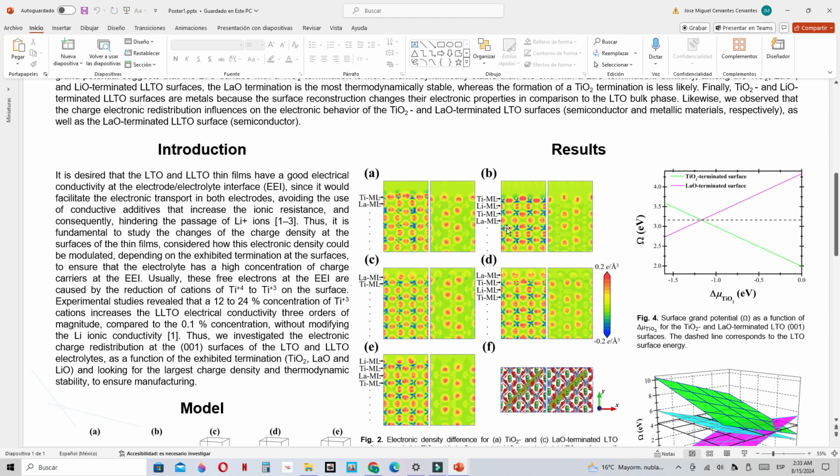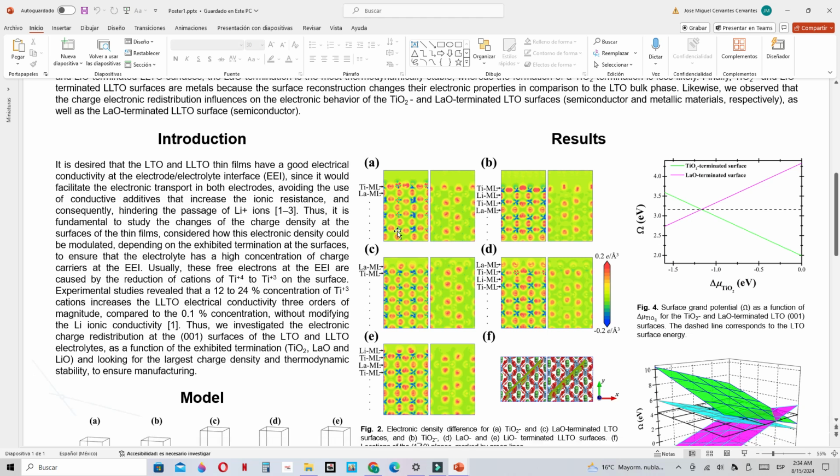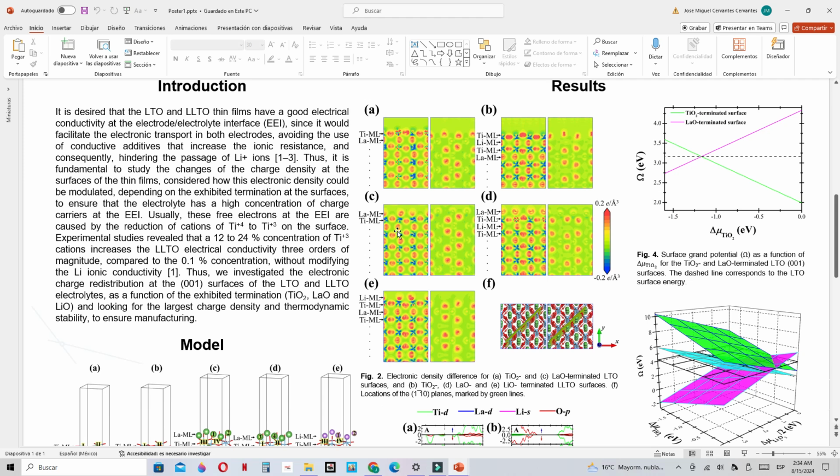Thus, it is fundamental to study the change of the charge density at the surfaces of the thin films. Consider how this electronic density could be modulated depending on the exposed termination at the surfaces to ensure that the electrolyte has a high concentration of charge carriers at the electrode-electrolyte interface. Usually, these free electrons at the electrode-electrolyte interface are caused by the reduction of the cations of titanium plus 4 to titanium plus 3 on the surface.